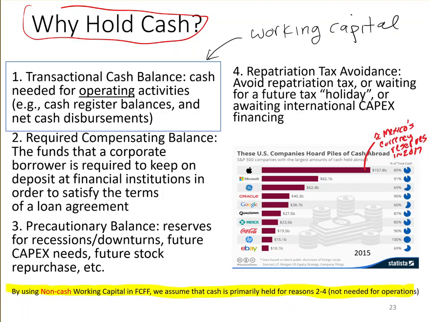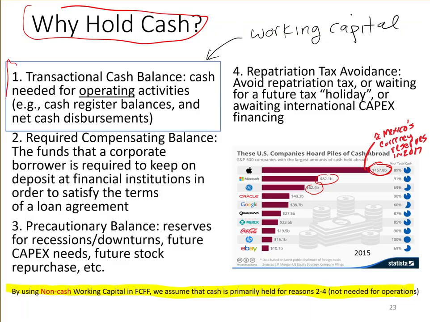Here's a fun fact from a few years ago. At this point in time, Apple had about $157 billion of cash, Microsoft $82 billion of cash, GE $62 billion of cash. So why does Apple need so much cash? By the way, that amount of cash that Apple had that year, it's about the amount that the country of Mexico had in foreign currency reserves. So that's a lot of money. So why would someone or a company hold so much cash?